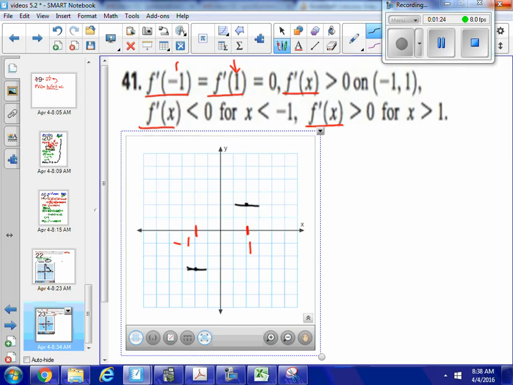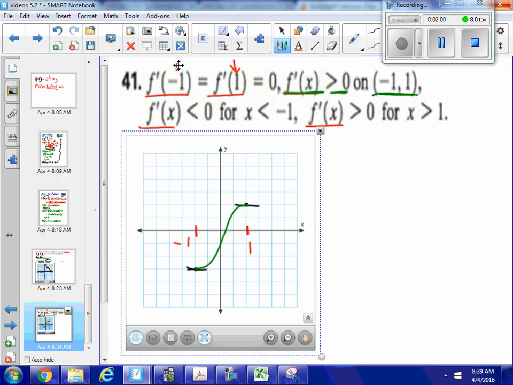Now, I also know my next piece of information is that the derivative is greater than 0, so I have a positive slope on the interval -1 to +1. Okay, so I got kind of lucky here putting my y's in the right spot because I have to have a positive slope between -1 and +1. So I have kind of a little S curve going on there because I know that where x equals -1, I have a slope of 0, and where x equals +1, I have a slope of 0.